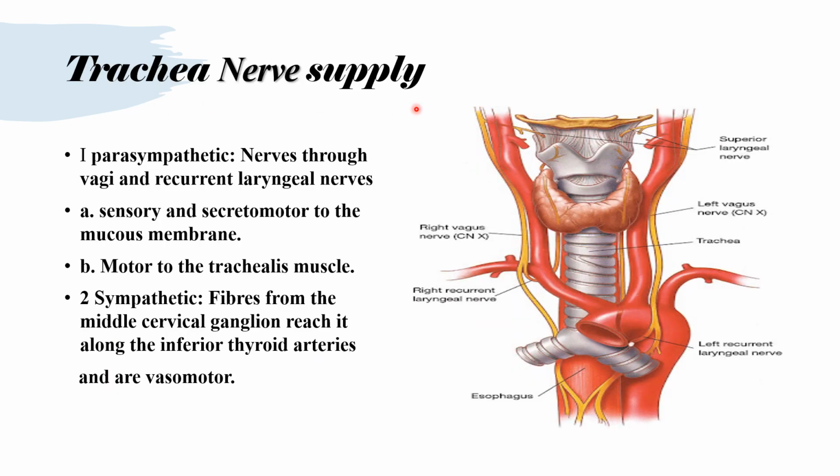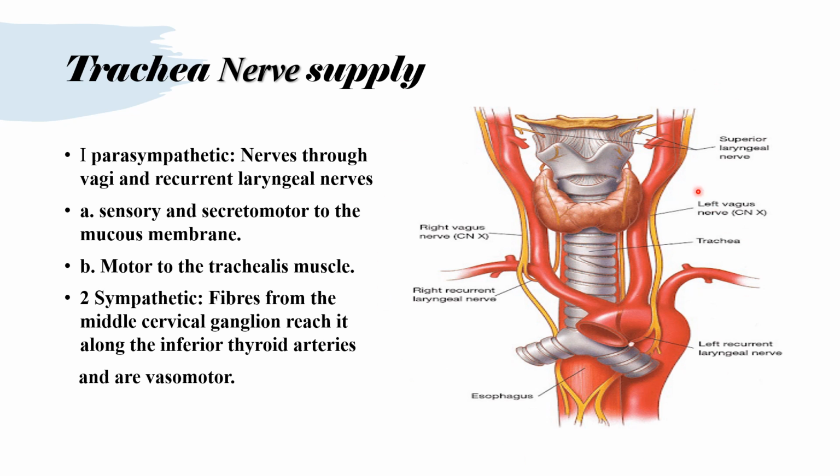Coming to the nerve supply of the trachea, the trachea is supplied by parasympathetic and sympathetic fibers. Parasympathetic nerves through the vagus and recurrent laryngeal nerves. You can make out here the vagus and the recurrent laryngeal nerves. Sensory and secretomotor to the mucous membrane, motor to the trachealis muscle. Sympathetic fibers from the middle cervical ganglion reach along the inferior thyroid arteries, which are vasomotor.